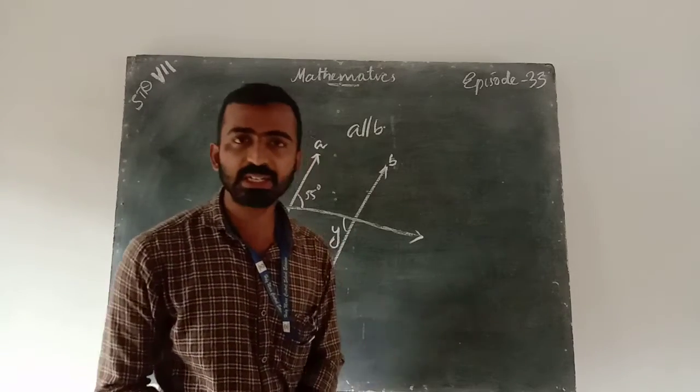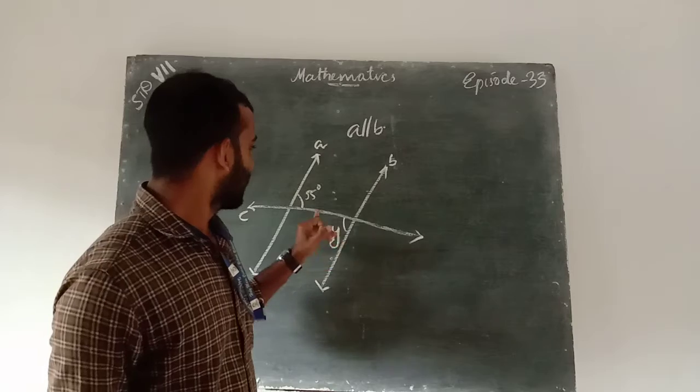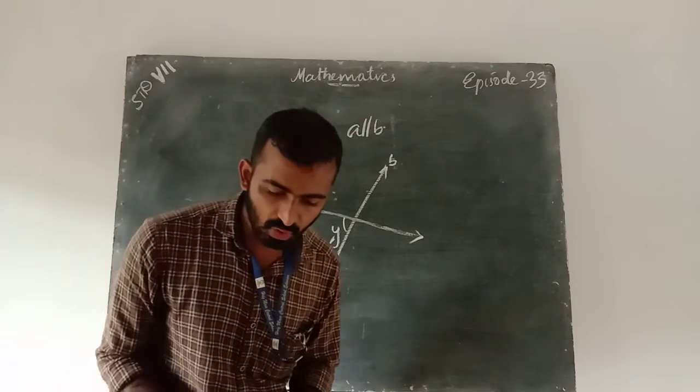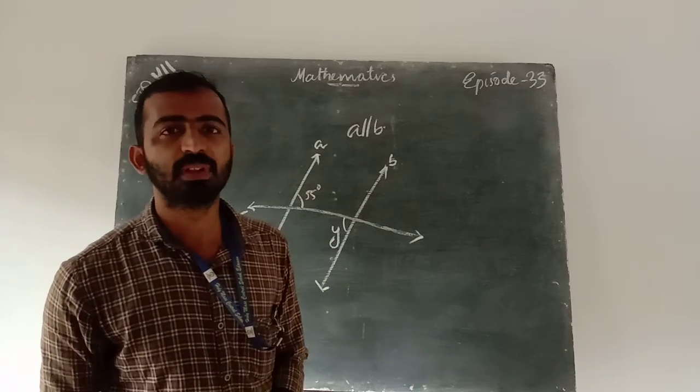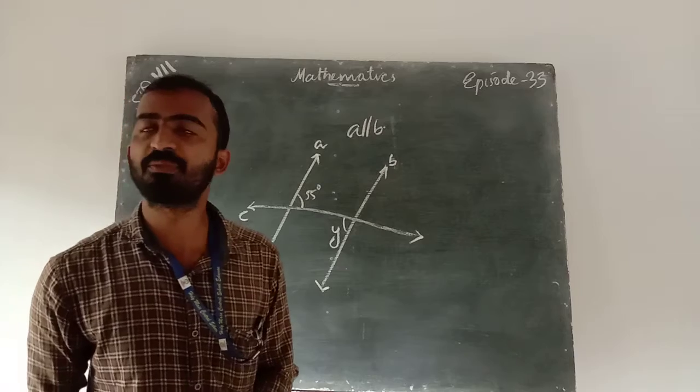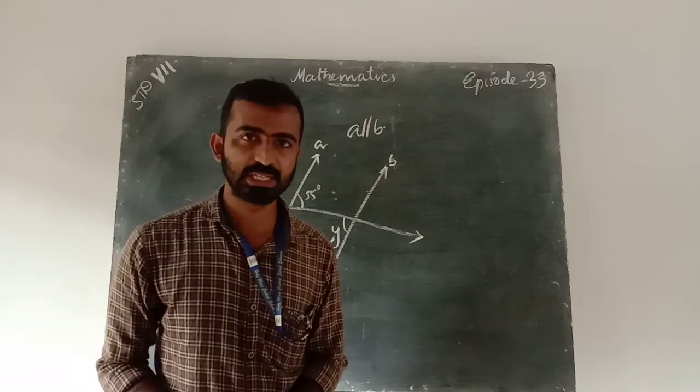What is the reason? Y and this angle are alternate angles. So Y is equal to 55 degrees. Is it clear?